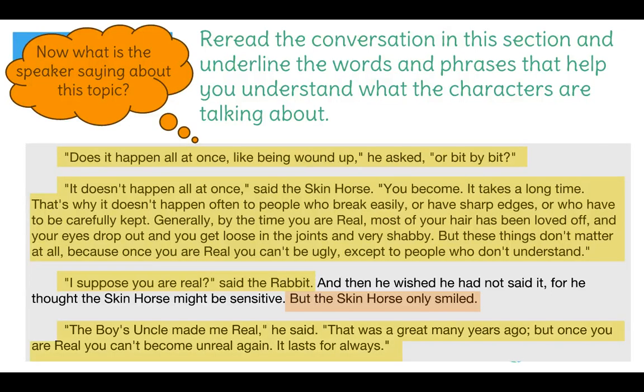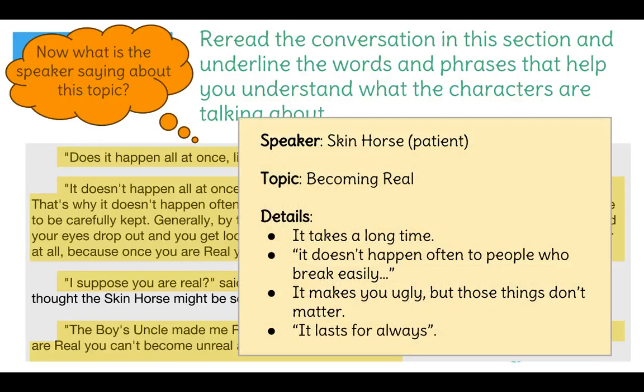And now here's one more thing that Skin Horse shares about his personal thoughts and feelings on our topic. He responds by saying, "The boy's uncle made me real." And that is cool because we just learned that Skin Horse himself is real. And he also says in the last sentence, "It lasts for always. It lasts forever." So let's add those details to our notes.